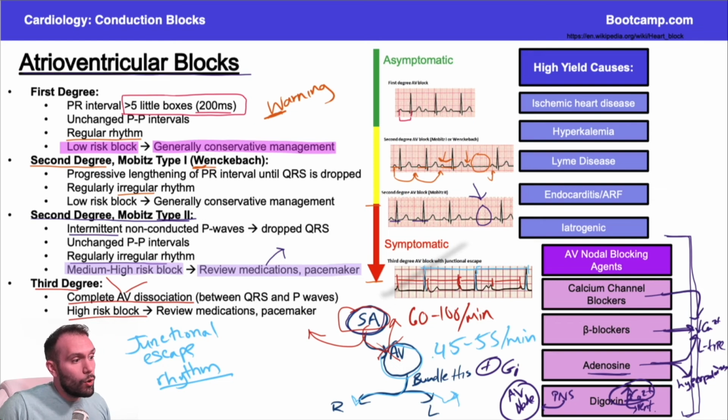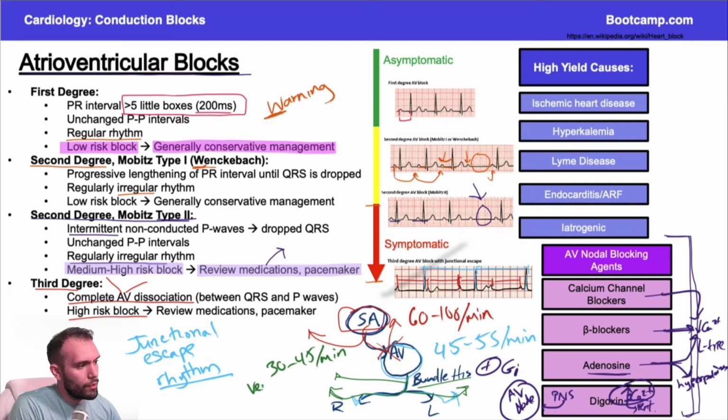Now, let's just say that the AV node is completely refractory, or it's blocked from one of these medications. It's not conducting anything. Well, remember, if the AV node is not doing its job, then we're just going to go down the circuit here. Then in that case, the bundle will just conduct the signals, right? If the bundle is conducting the signals down here, it's going to pace it at an even lower rate. The bundle might pace this at 30 to 45 beats per minute. Now, usually, and this isn't always the case, but usually if the bundle is pacing, then we call this a ventricular escape rhythm.